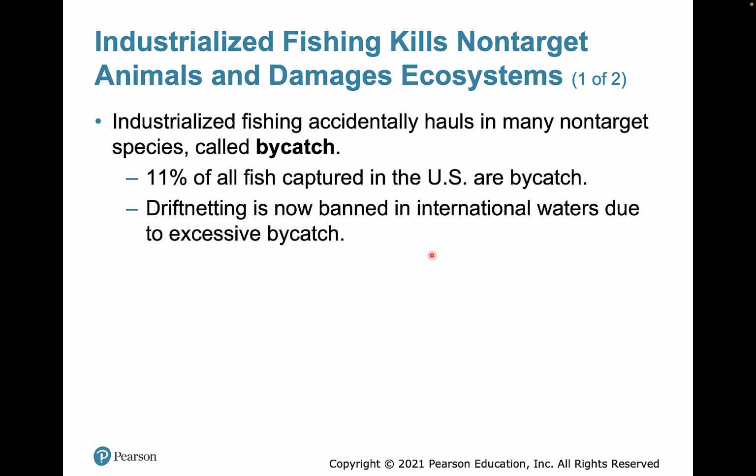So all of those methods of industrialized fishing, the purse seining, the drift netting, etc., the bottom trawling, all create something called bycatch. Bycatch is when you haul in species, when you harvest species that you're not meant to harvest, okay?